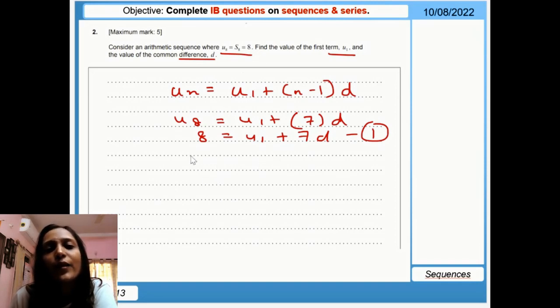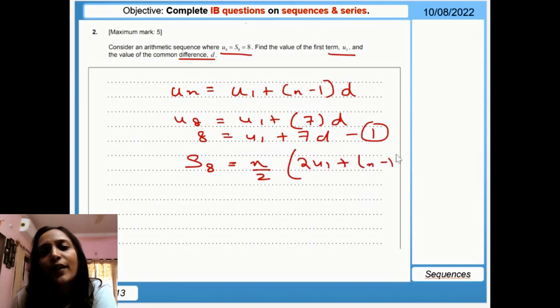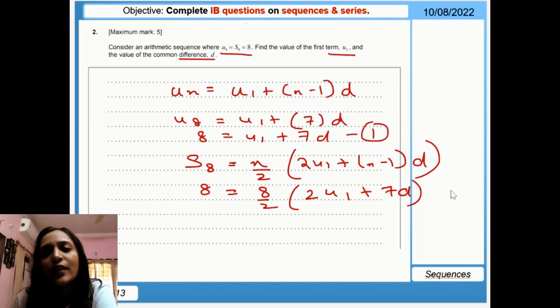So the next part of the question would be the sum of 8 terms, S8, and this can be given as the formula n by 2 times 2u1 plus n minus 1 times d. So over here, S8 is given as 8, n value is 8, so this would be 8 by 2. And then we would have 2u1 plus 7d. And this could be our second equation.